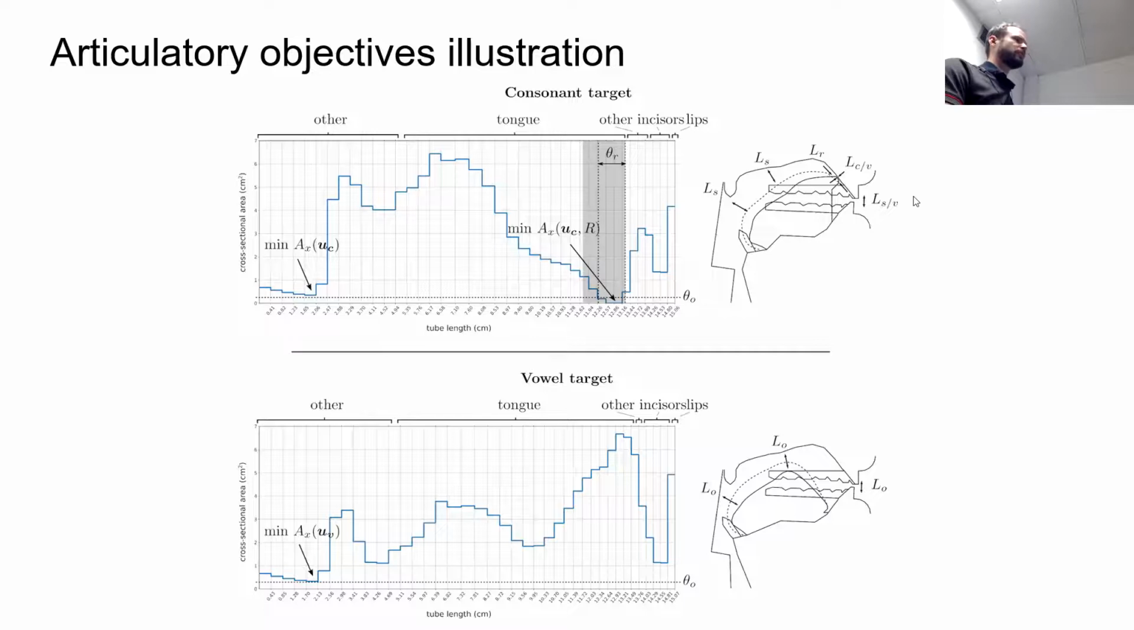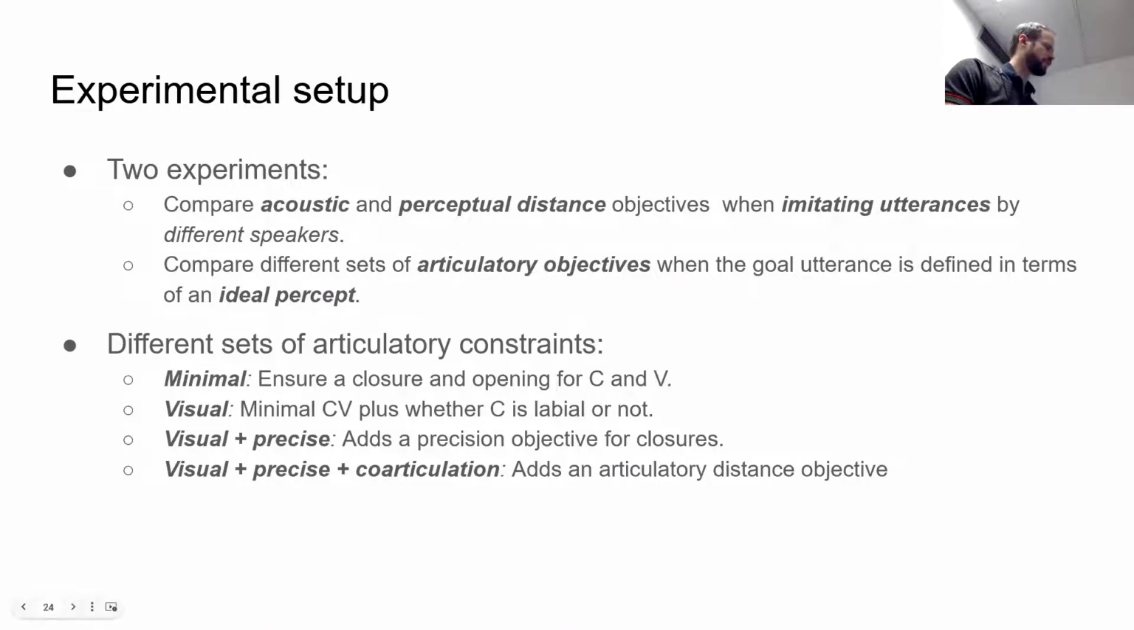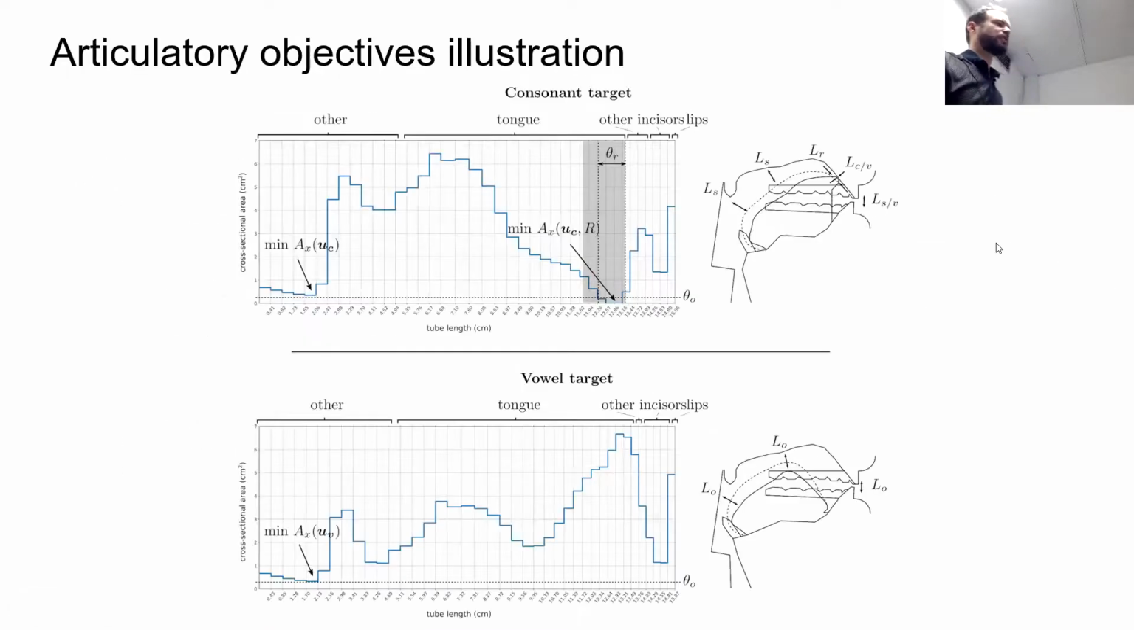For the articulatory objectives, we use the synthesizer's tube area functions to essentially evaluate a number of articulatory aspects. So we can see whether there's a closure being formed at a particular place in the vocal tract. And we can define a set of loss functions, or a vector if you want, that represents this information.